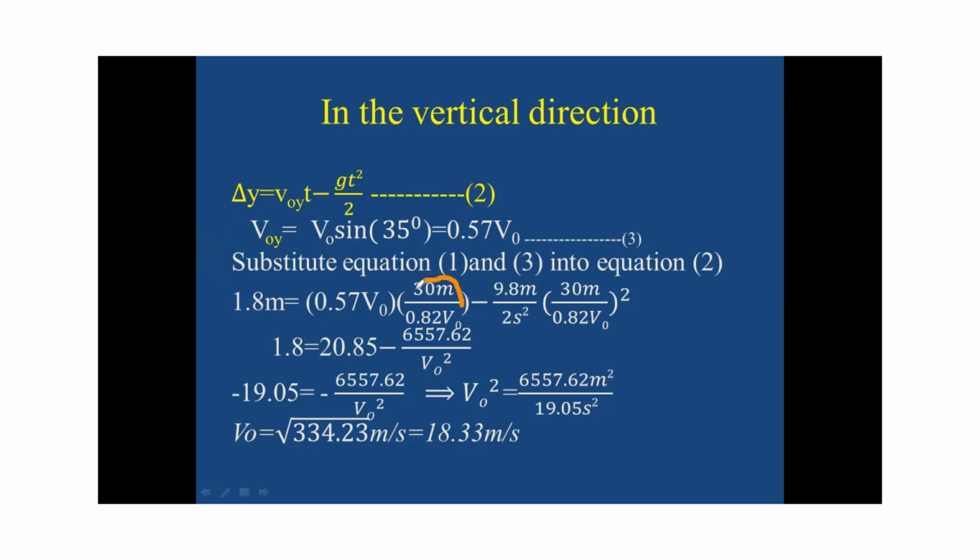This and this are the time of flight. If you solve this equation, it gives 18.33 meters per second. This is the initial velocity, which is projected at 35 degrees.